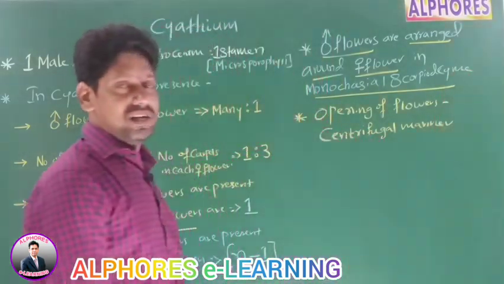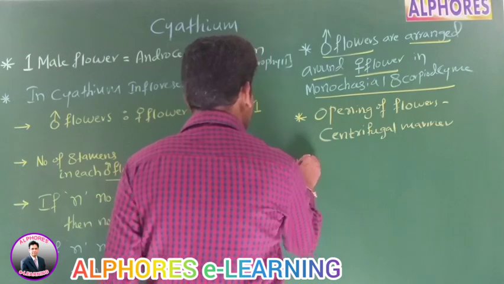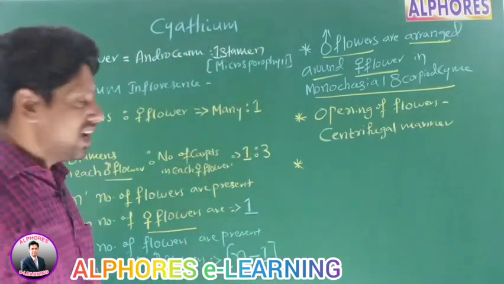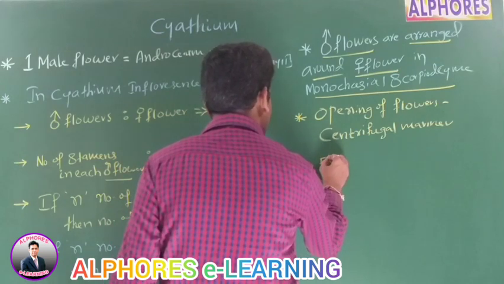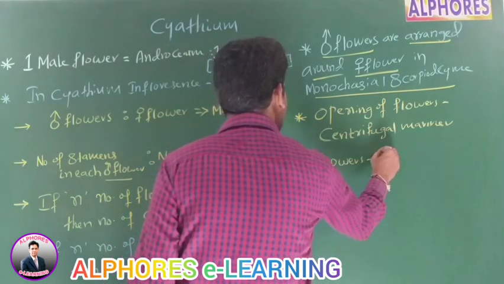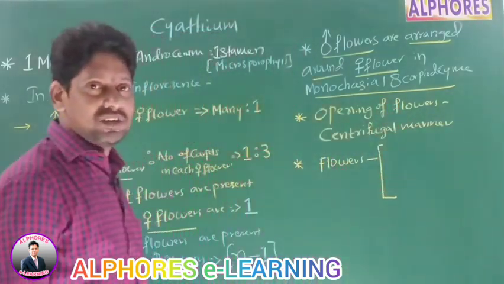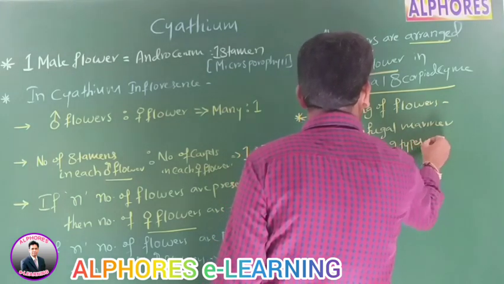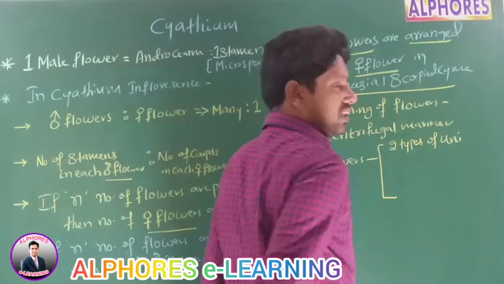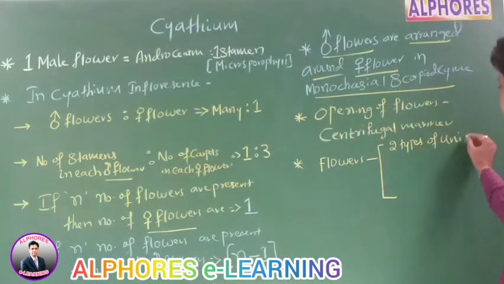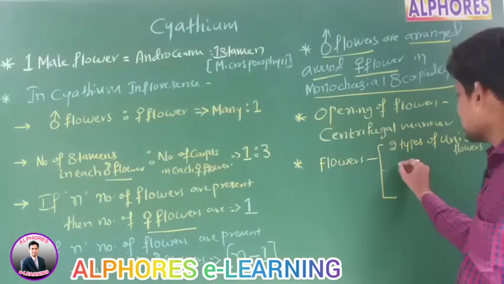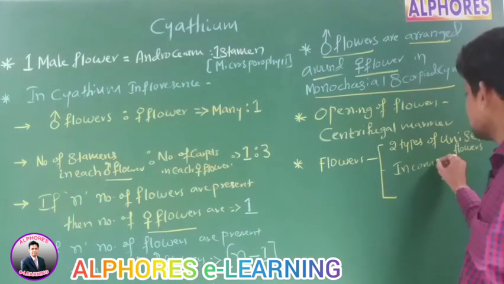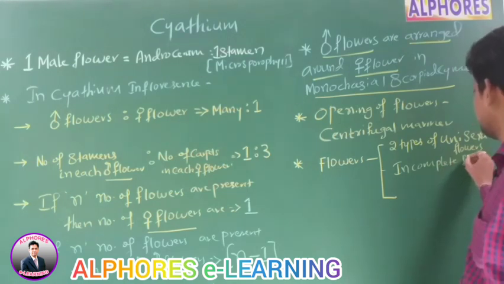Is it okay? Right. Sir, in case of cyathium inflorescence, how the flowers are here? Here male flowers are present, female flowers are present. It means unisexual flowers, not bisexual flowers. Therefore, two types of unisexual flowers. Two types of what, sir? Unisexual flowers. That is male flowers and female flowers. Right. Therefore, two types of unisexual flowers are present. It means your flowers are complete flowers or incomplete flowers, sir? Flowers are incomplete flowers.